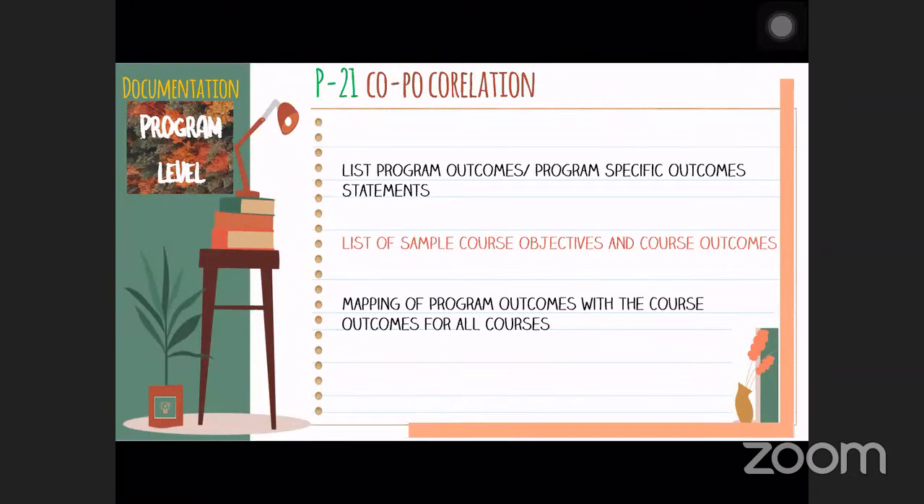But not each course outcome is related to each program outcome. So in this mapping, which particular courses have their course outcomes linked with the program outcomes, all that map has to be prepared, and that has to go into this file.